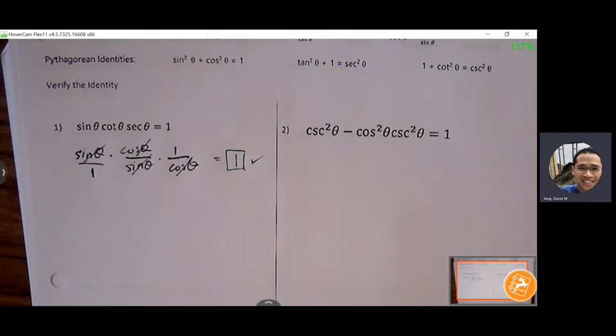Yes, question? I did it. Okay, how did you do it? I did sine over 1 times 1 over sine over cosine. That works, yep. I just decided to convert cotangent to be cosine over sine, but you went through the tangent route, which is fine.